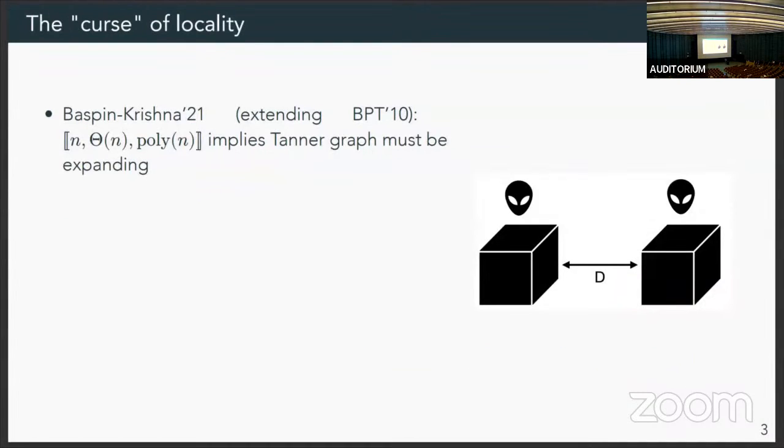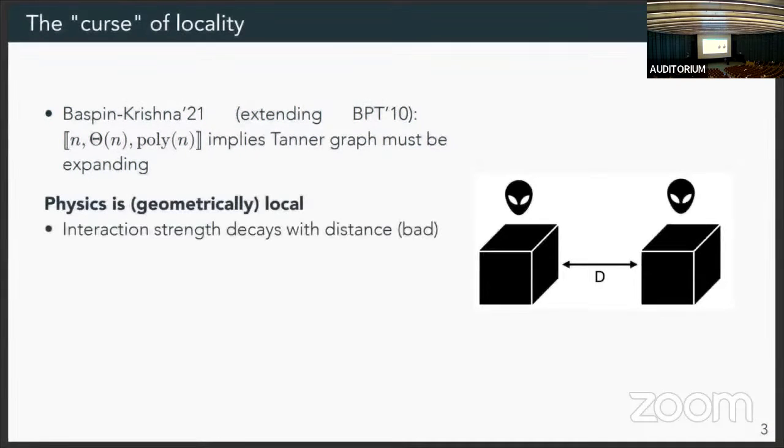So locality itself is a bit of a curse. What we do know is that there are various bounds on our code parameters. If we have the parameters that Gottesman needed, the Tanner graph of our code must be an expander. This is potentially quite challenging if we have a geometrically local architecture.